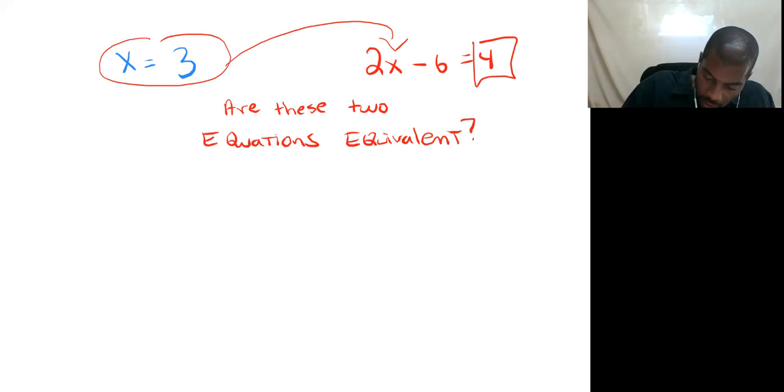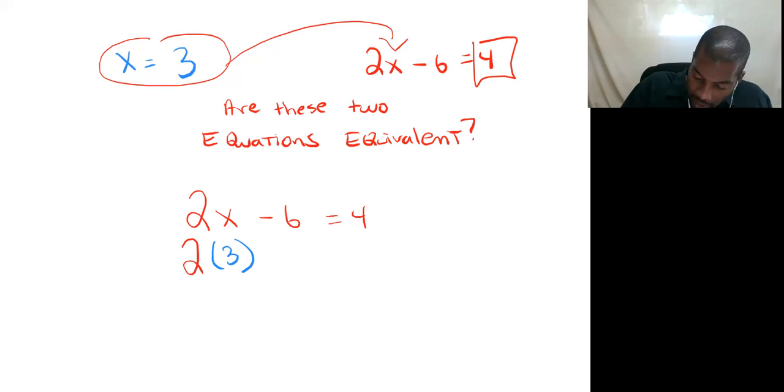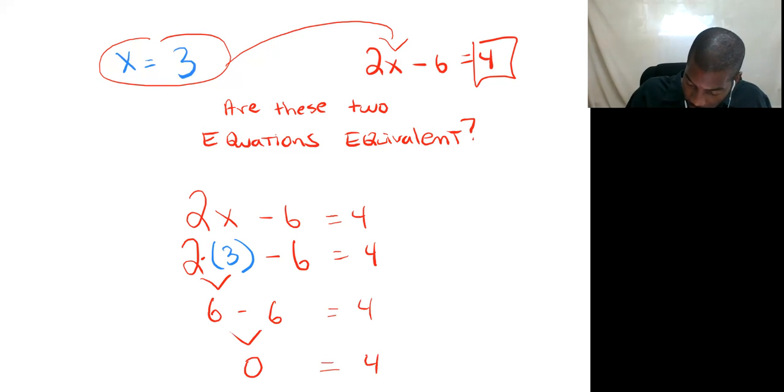Maybe it will. 2x minus 6 equals 4. Is that true when x is replaced with 3? Well, I know that I can replace the variable with what it says the value is. So it's 2 times 3 minus 6 equals 4. Let's see if it's true. 2 times 3, according to PEMDAS, this is multiplication, right, is 6. 6 minus 6, does that equal 4? Well, 6 minus 6 is 0. 0 does not equal 4, ladies and gentlemen.